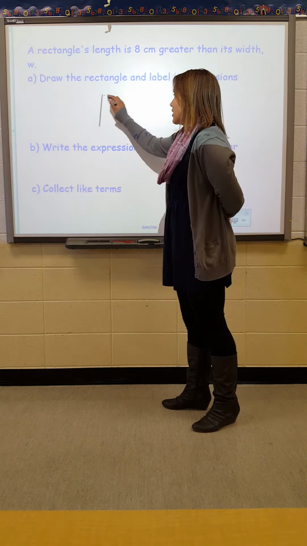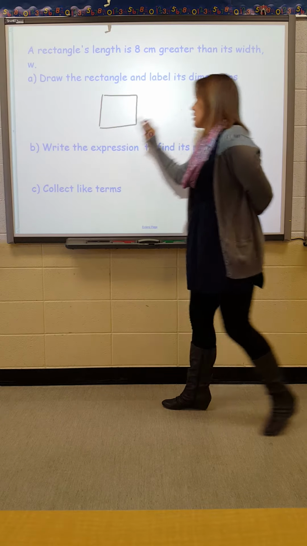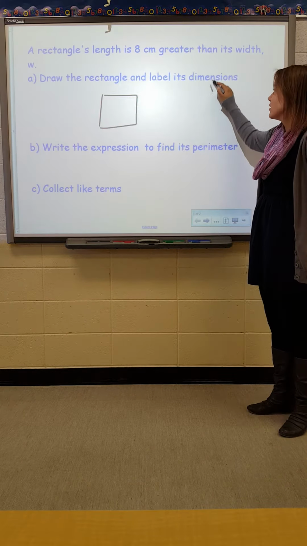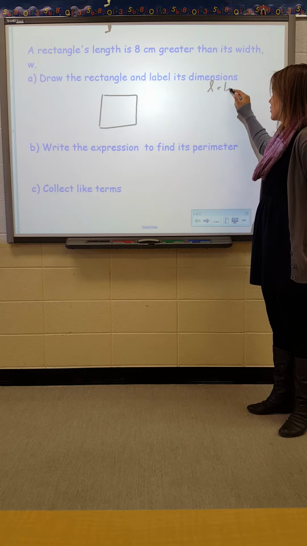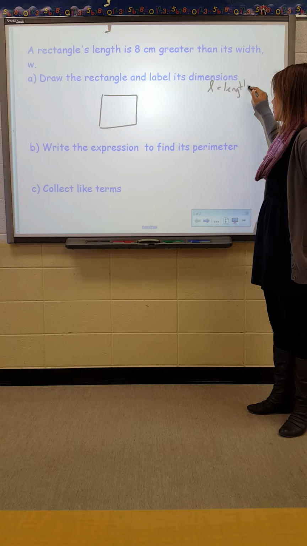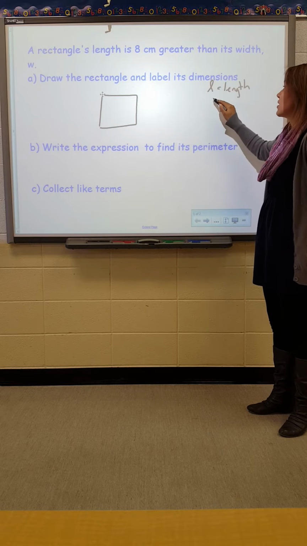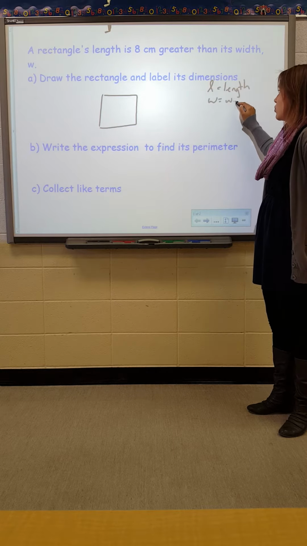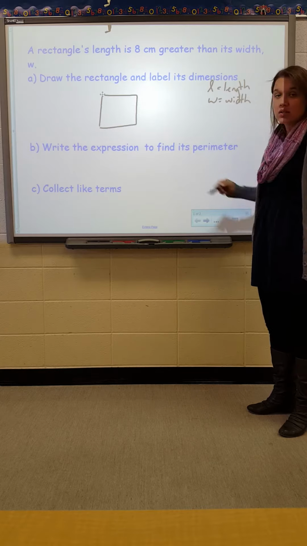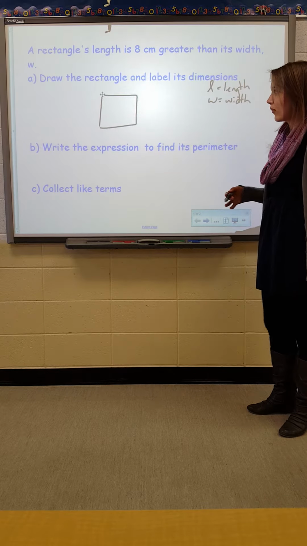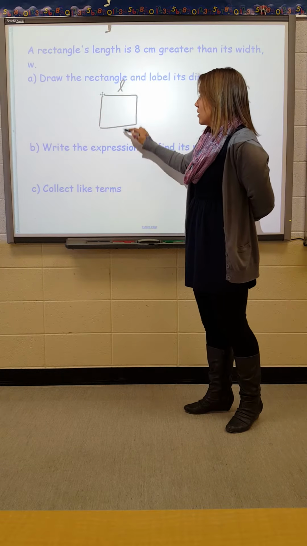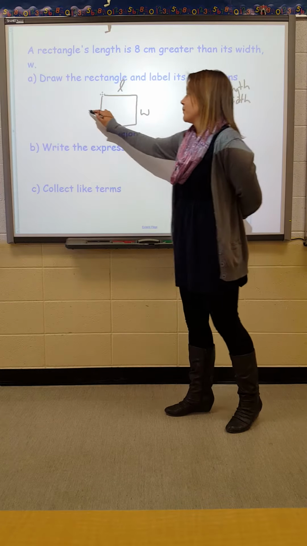So we have a rectangle. The dimensions are its length. I'll use a cursive L to represent that. And width. We already have that stated that that's W. Whenever you enter unknowns into a problem, you always want to say what they are, okay, what they represent. So here I would have length, and here I would have width.